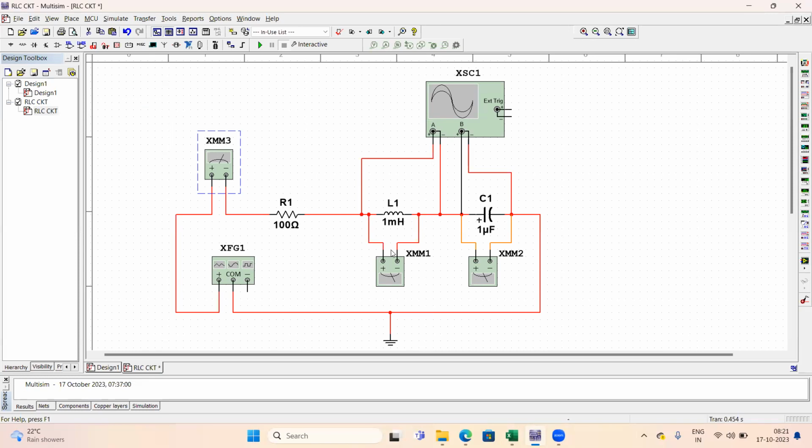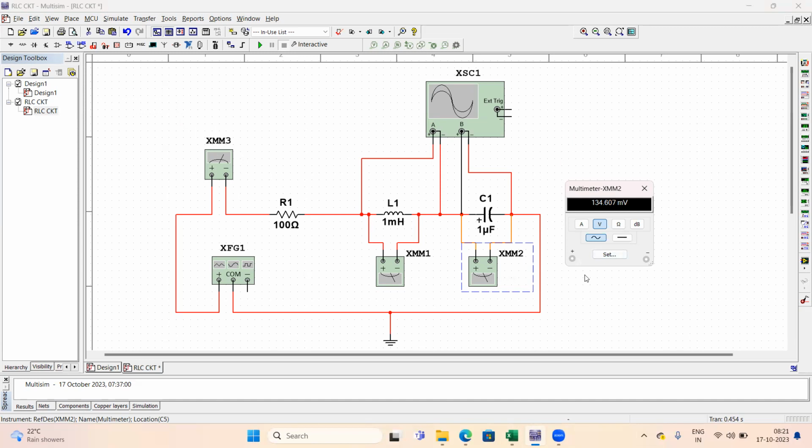Here I have connected two voltmeters. Right now these two voltmeters are measuring AC voltage. When we are measuring AC voltage or current, remember it measures the RMS value. It is not measuring the peak values, it is measuring the RMS values. So this way we have to make this circuit and connect voltmeters across these two components.